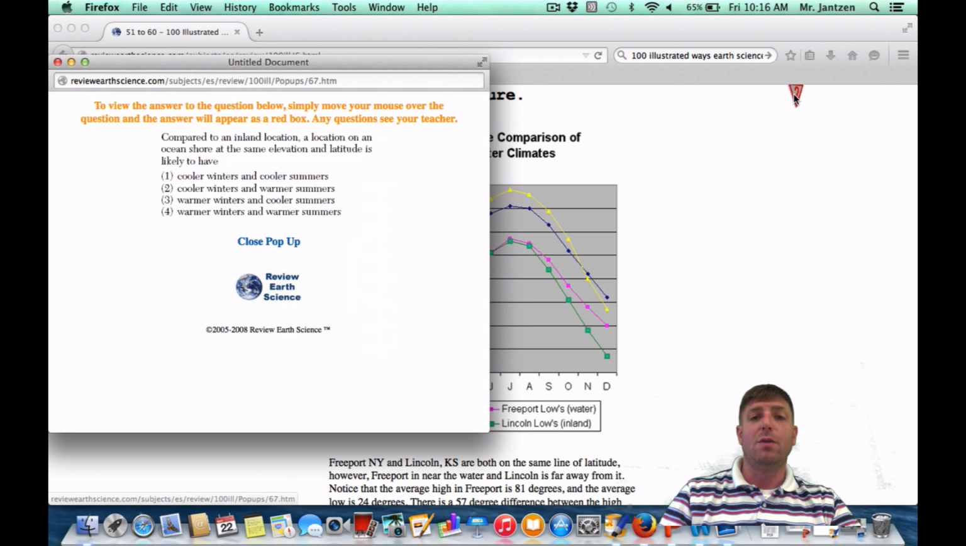If you're going to see this as a question, compared to an inland location, a location on an ocean shore at the same elevation and latitude is likely to have what? So once again, it's going to moderate the temperature. So it's going to have warmer winters and cooler summers, or choice 3.